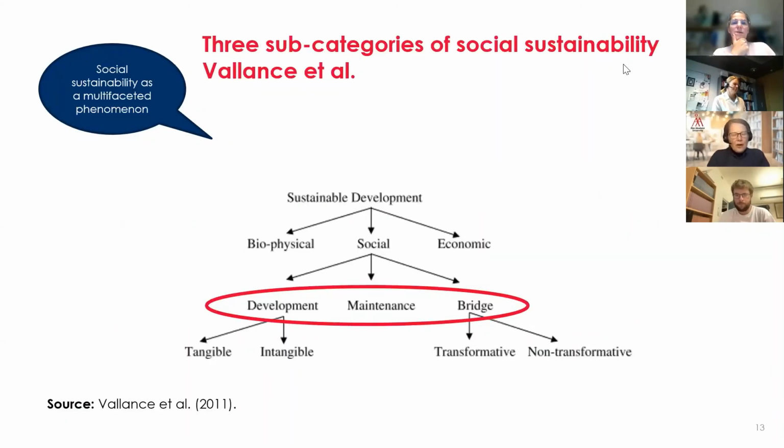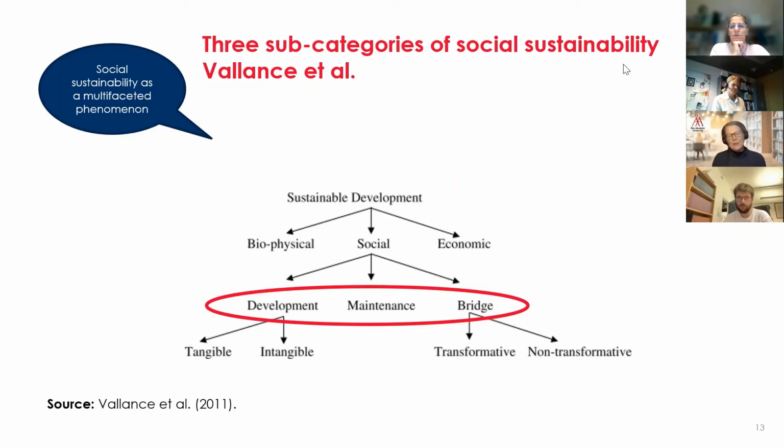Finally, the fourth type of approach is that social sustainability is multifaceted and cannot be approached in one single way. And here you see a diagram where sustainable development is, in the familiar way, divided into three: the biophysical or environmental, social, and economic sustainability. And here the social one again is split into three that are called development, maintenance, and bridge sustainability. I will explain this in more detail on the next slide.